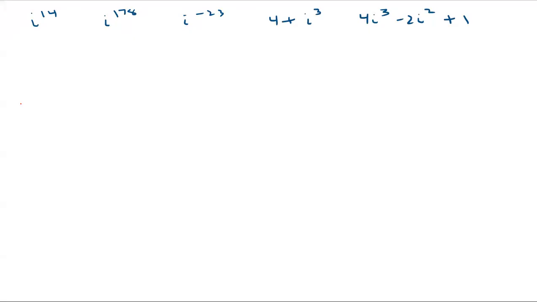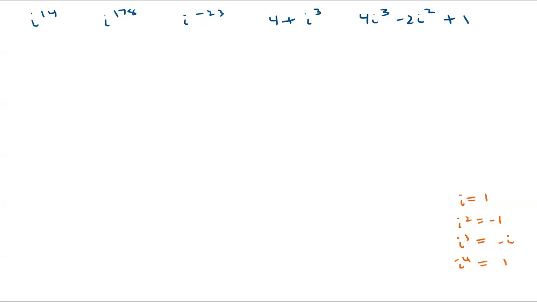Okay, let's look at the first one. We have i to the 14th, right? So first, let's look at our pattern, right? So we know i, so let's just write it down here. i is equal to i. i squared is equal to negative 1. i to the third is equal to negative i. And then i to the fourth is equal to 1, right?